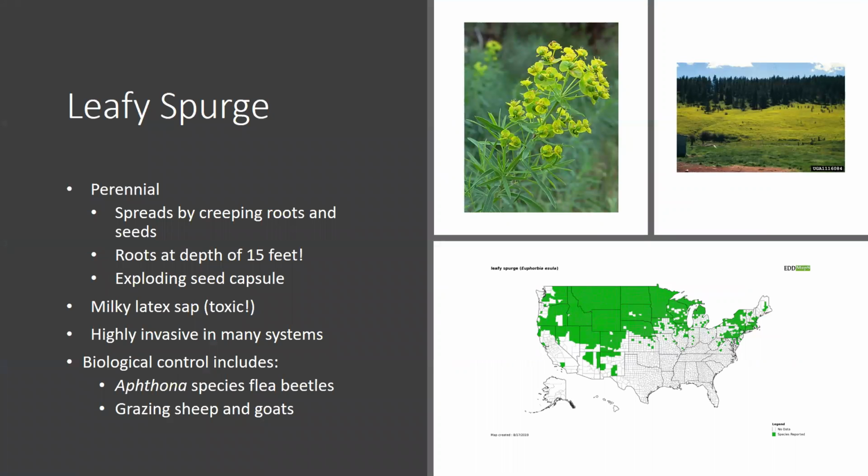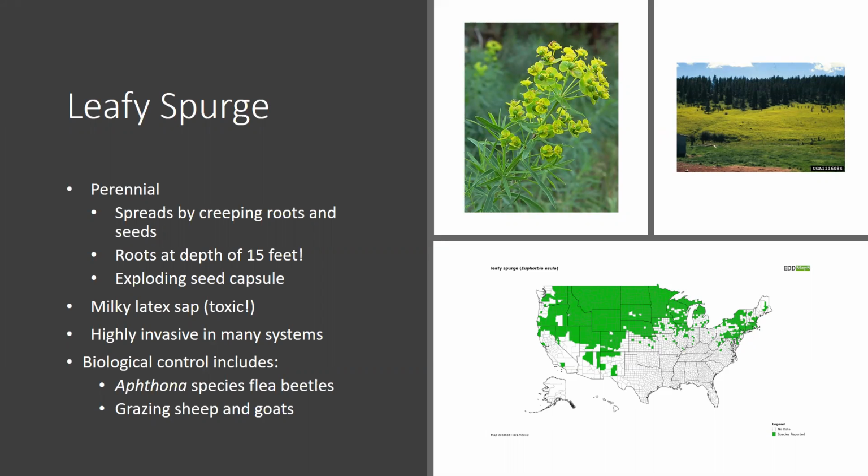So the first one we're going to look at is called leafy spurge. This is a perennial and it spreads with creeping roots and seeds. The roots can actually reach a depth of 15 feet, and so they can reproduce with the roots. It just creates this big, extensive root system that can be hard to control. And then with the seeds, they have an exploding seed capsule. That just means seeds are inside this capsule.